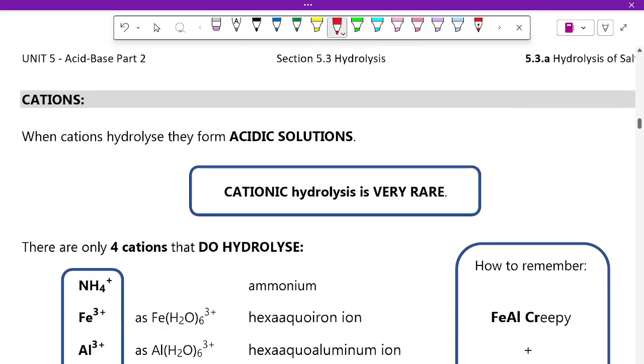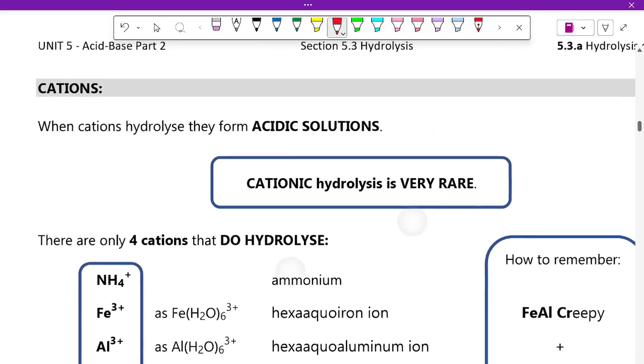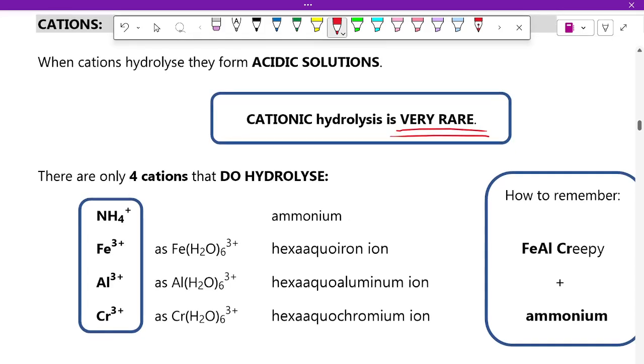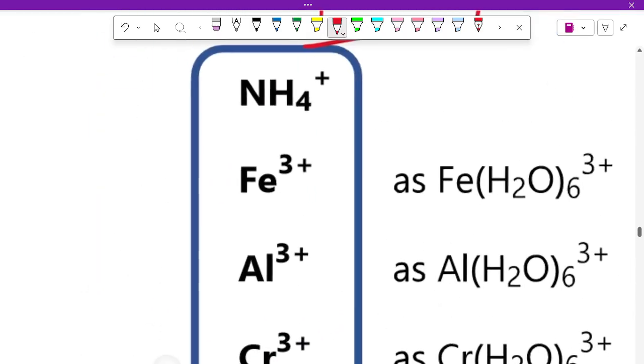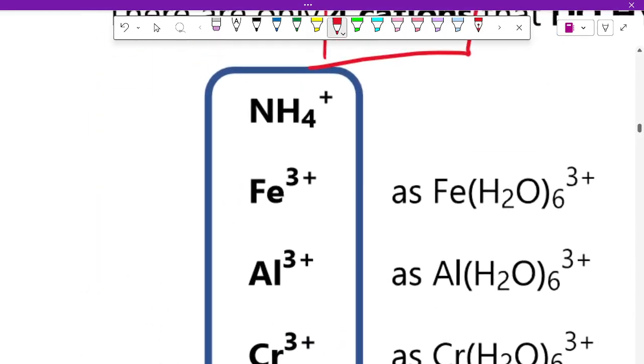Let's look at cations in specific, because cationic hydrolysis, where the cation donates a proton, is very rare. The only 4 cations that do hydrolyze are Fe, Cr, Al and ammonium. And that is because they all have hydrogens. And if you're like, hey, hang on, iron doesn't have hydrogen, aluminum doesn't have hydrogen, chromium doesn't have hydrogen.